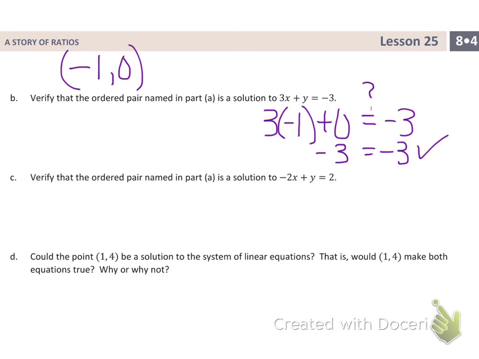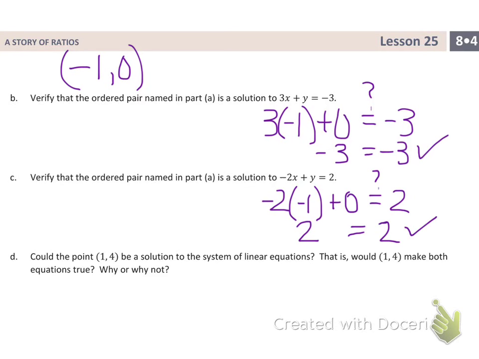Verify that it is, I'm looking at part C now, that's a solution to negative 2x plus y equals 2. So I've got negative 2 times x, which is negative 1, plus y, which is 0, is equal to 2. That's my question. So negative 2 times negative 1 is 2, plus 0 is still 2, equals 2. So it's a solution to both of those. So it's a solution to the system.